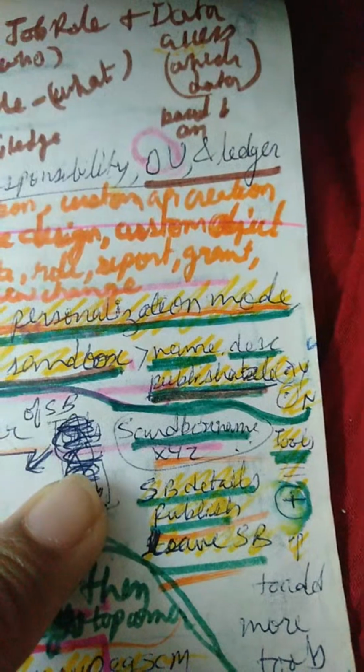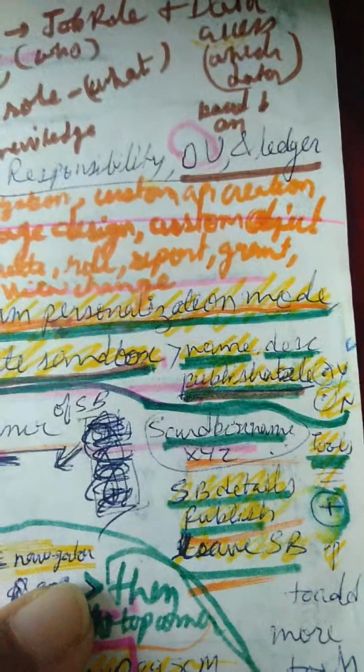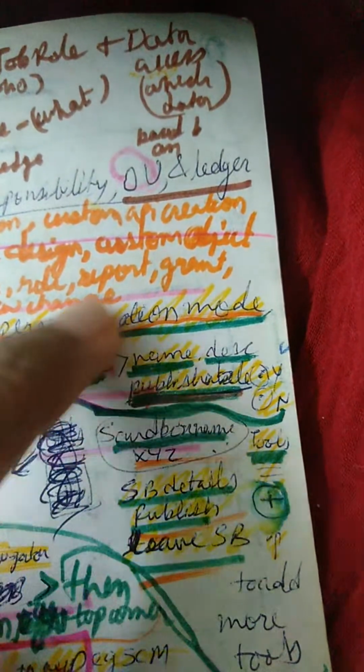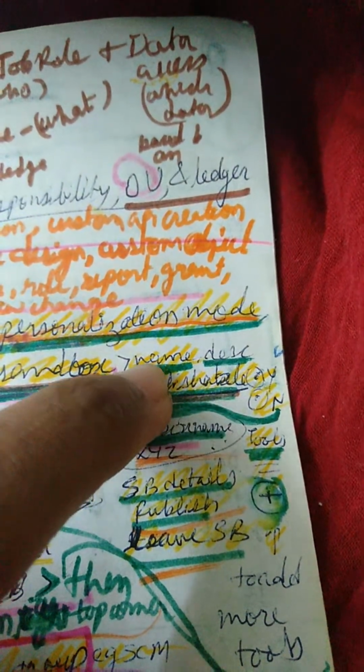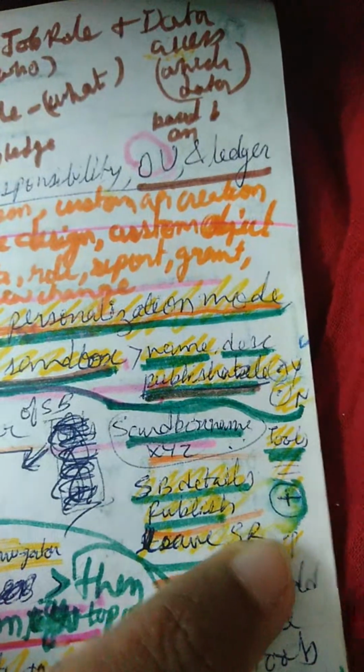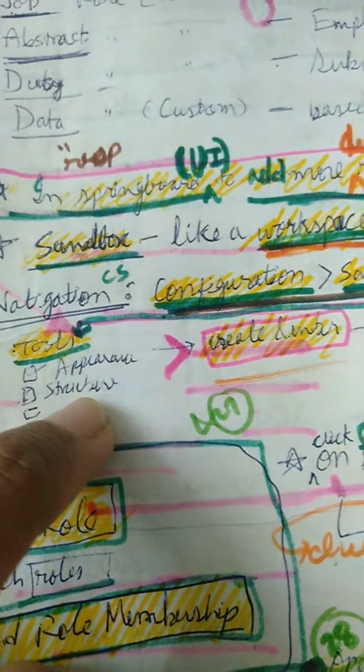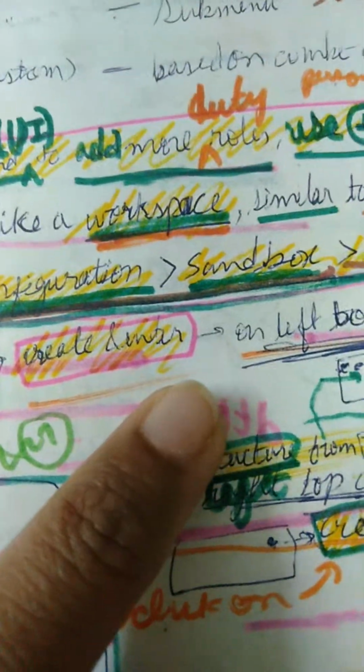Once I'm done with this, I'll give the information about the sandbox name, the description, and whether it's publishable or not. Then we have an option to select the tools which are available. Once I give all these details, there is a button for create and enter. Here all the tools appear and I can select whatever I want. Then click create and enter. Now I have entered the sandbox.